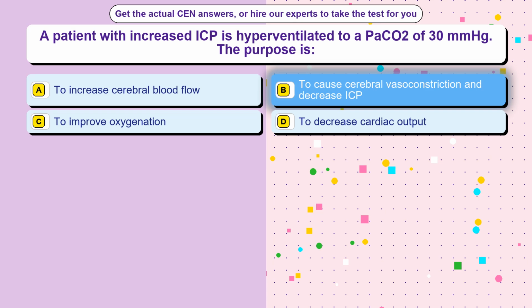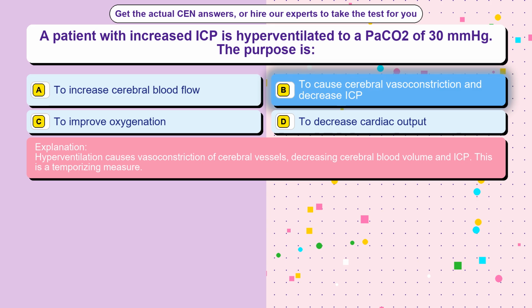The correct answer is option B, to cause cerebral vasoconstriction and decrease ICP. Hyperventilation causes vasoconstriction of cerebral vessels, decreasing cerebral blood volume and ICP. This is a temporizing measure.